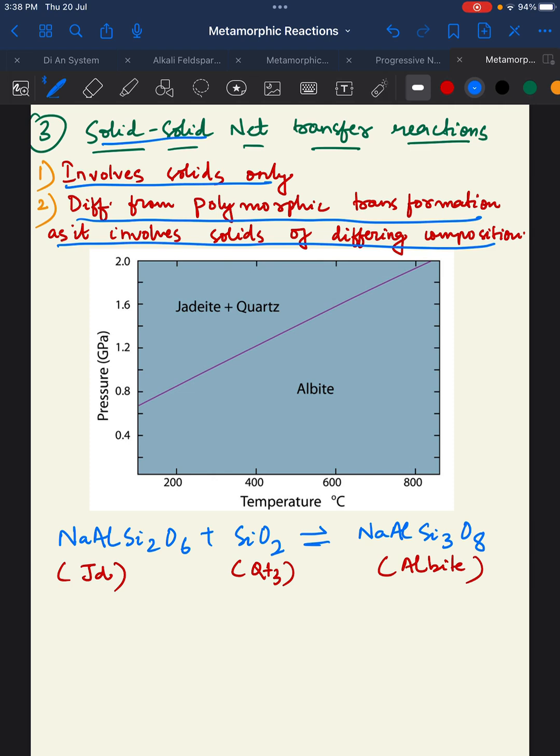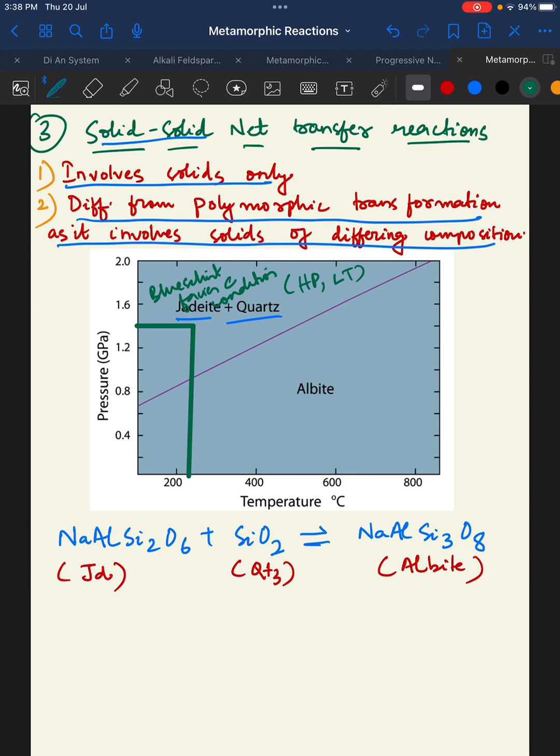This is an example of a solid-solid net transfer reaction. We can see that this is jadeite and quartz. If I now look at the pressure-temperature conditions here, we know that this is a high pressure, low temperature condition. So we can generally say that this is a blueschist facies condition.